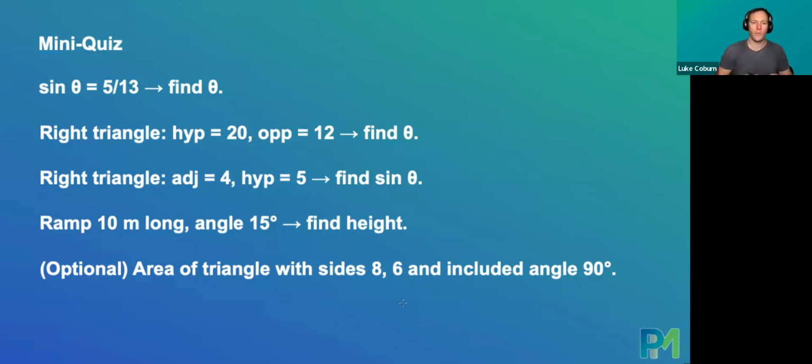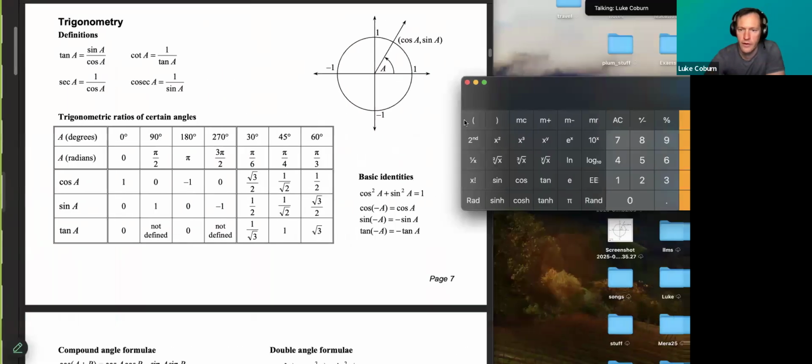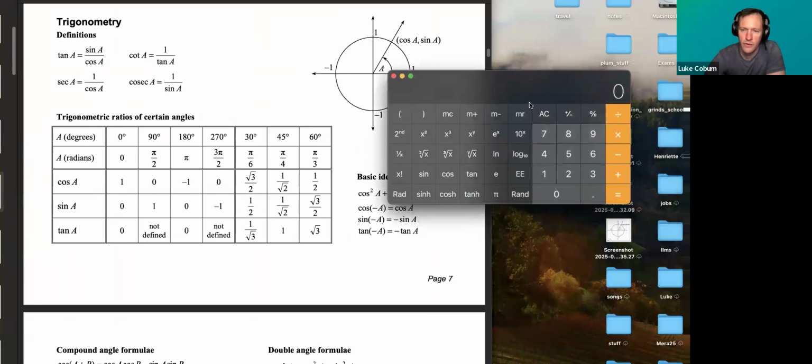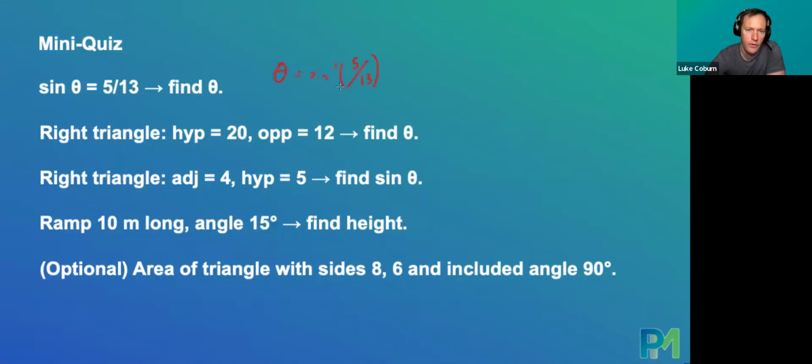Okay, so we'll have a look at the first one. So if sine theta is equal to 5/13, then theta is sine inverse of 5/13, and now we'll go across to a calculator. I think we're looking to find theta. If our calculator is set to radians, we'll get a measure in radians. If our calculator is set to degrees, we'll get an answer in degrees.